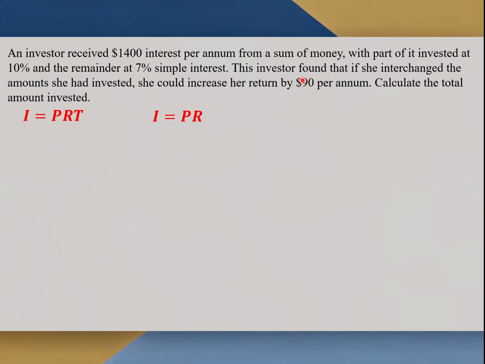This investor found that if she interchanged the amount she had invested, she could increase her return by $90 per annum. Now, the keyword interchange here just means that we're switching. So whatever amount we invested at 10% will then be switched to the 7% interest and vice versa. She could increase her return by $90 by that interchange. Calculate the total amount invested.